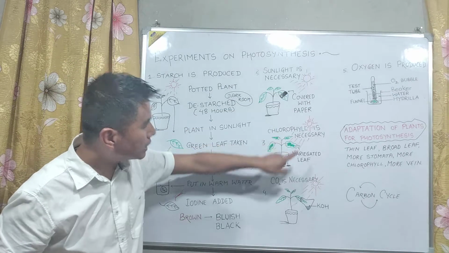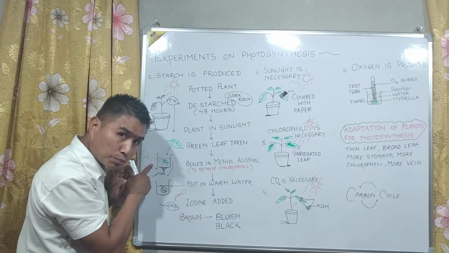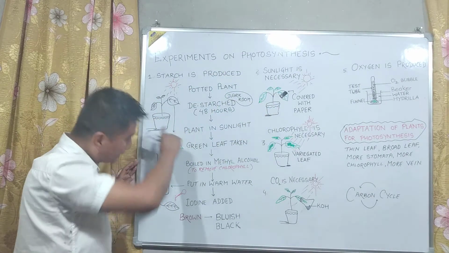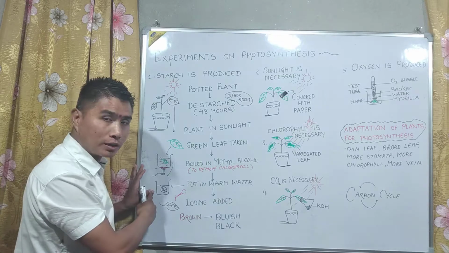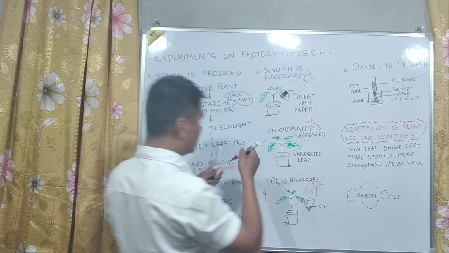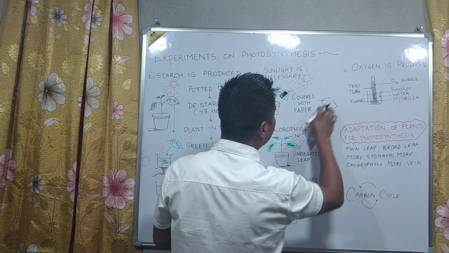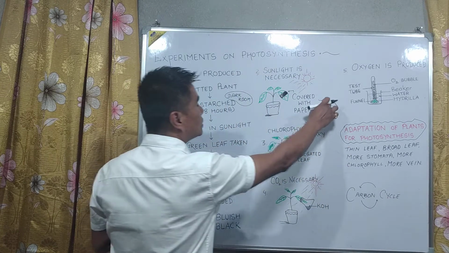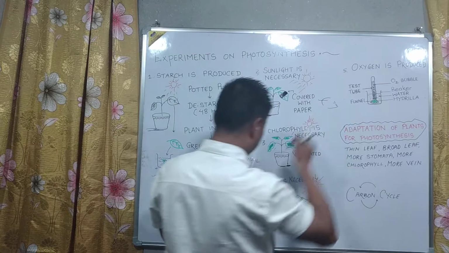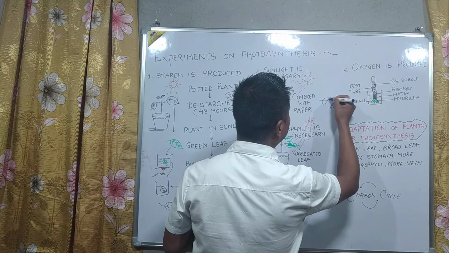After that, this leaf is taken and boiled in methylated spirit. Chlorophyll is removed, and then it is put in warm water. The crispy leaf now becomes soft. Then iodine is put. In this leaf, this region was blocked, so as a result, the bluish black color will be seen in the exposed regions.